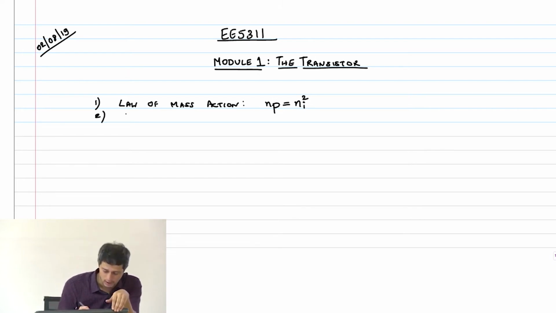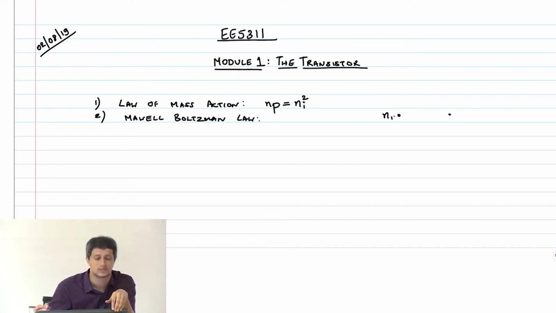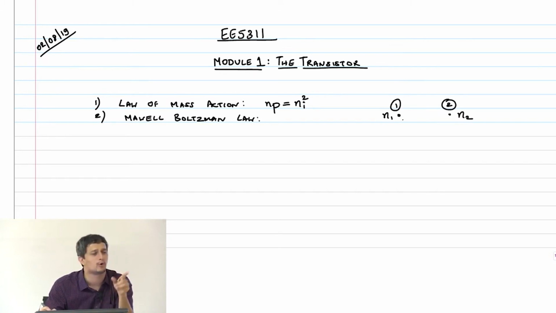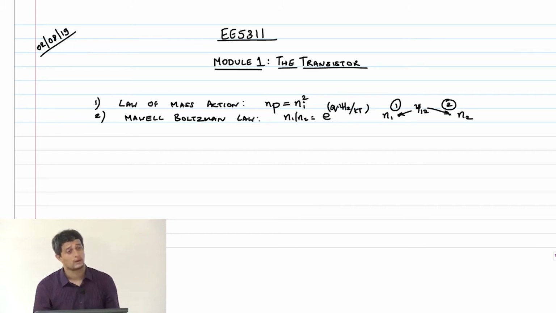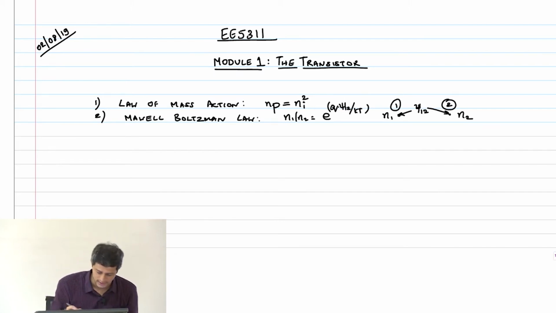The second thing that we studied was the Maxwell-Boltzmann law, which basically says that if you have 2 points in a semiconductor, with a free electron concentration of N1 at point 1, and at point 2 a concentration of N2, then there has to be a potential difference between these 2 points called psi 12, and the relation is given by N1 by N2 is equal to e power q psi 12 by kT. Okay, this was the second thing.